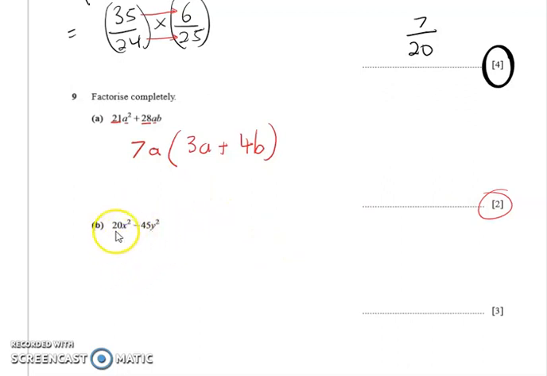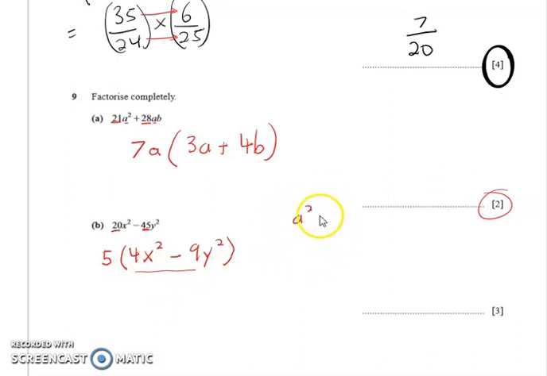For 9b, we factorize the 20 here and 45 here. We take out 5 and see what we are left with. We have 4x squared and then here we have 9y squared. Again we have to factorize this. How do you factorize this?